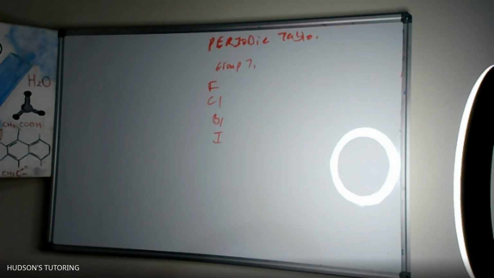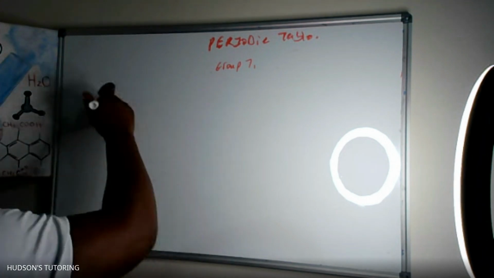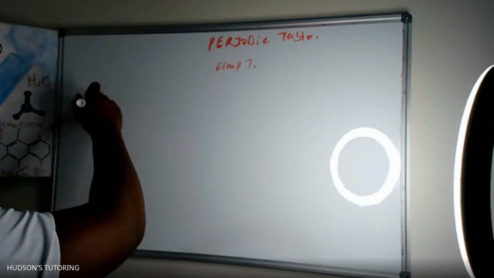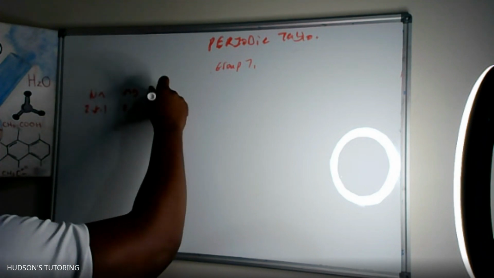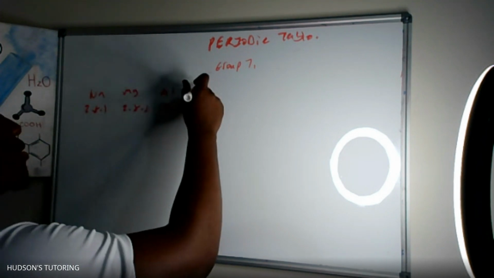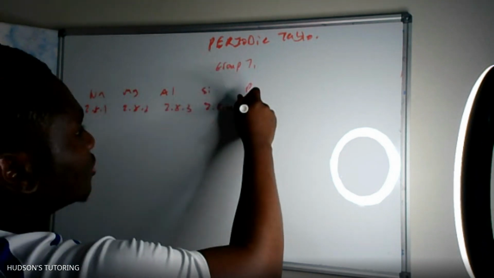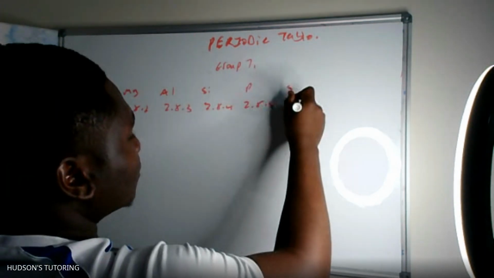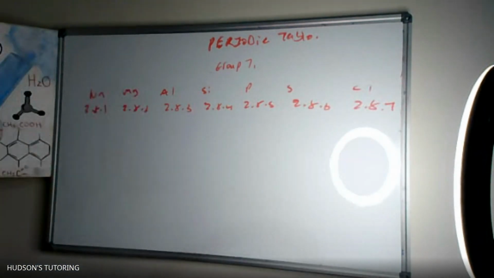So period 3, we're looking at sodium to chlorine, right? So we have sodium. Let's write it up. Sodium 281, magnesium 282, aluminum 283, silicon 284, phosphorus 285, sulfur 286, chlorine 287. What do you realize occurring as you go across period 3?